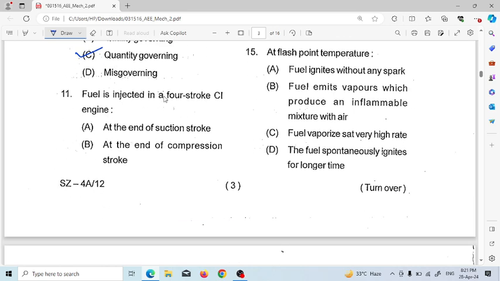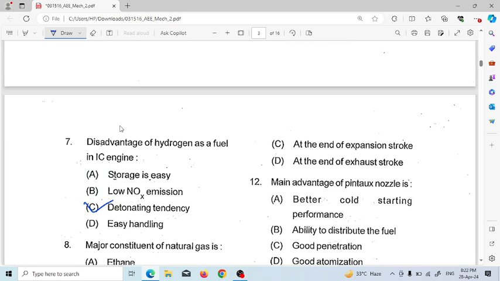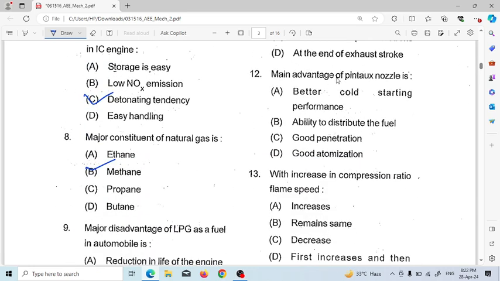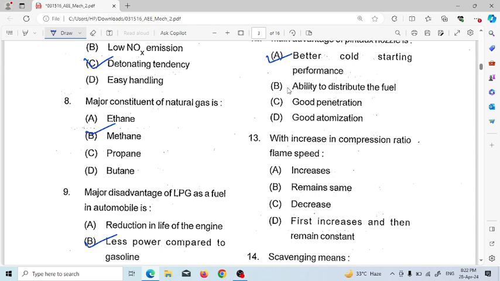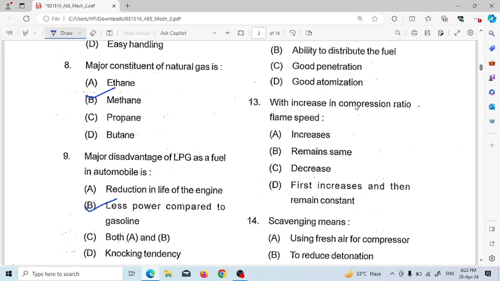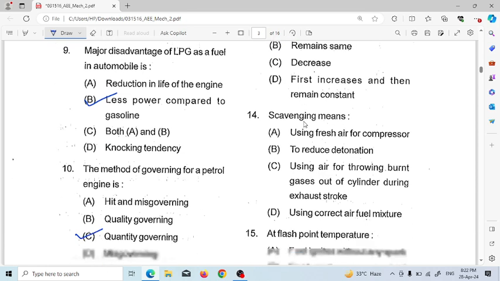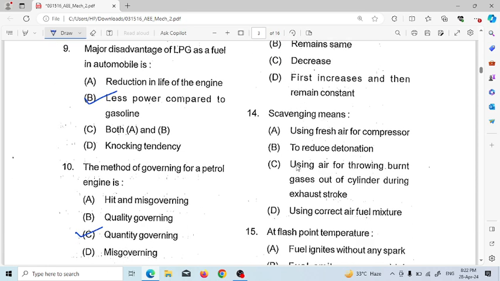Next, fuel is injected in a 4-stroke SI engine at the end of compression stroke. Option B is the correct answer. Next, main advantage of Pintaux nozzle is better cold starting performance. Next, question number 13. With an increase in compression ratio, flame speed increases.